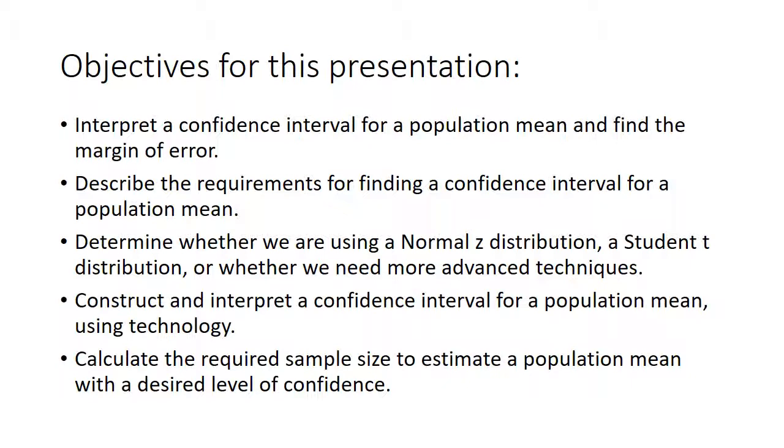We are going to decide whether we are doing a normal Z distribution, a student T distribution, or whether we need more advanced techniques that we aren't learning in this class. We are going to construct, using technology, a confidence interval for a population mean and interpret it. Here, this last step, we're going to need to do a little bit more mathy type stuff to calculate the required sample size to estimate a population mean with a desired level of confidence.